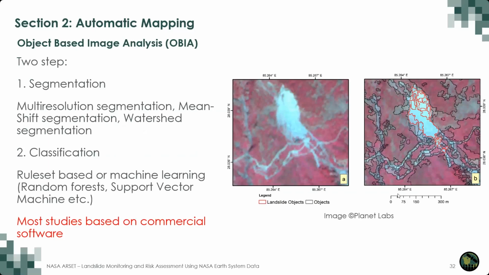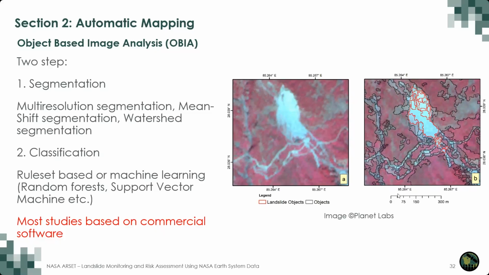Due to the reason mentioned in the previous slide, at NASA we have been utilizing object-based image analysis-based methods. Landslide mapping using OBIA consists of two important steps, segmentation and classification. In the segmentation step, segmentation algorithms such as multi-resolution segmentation, mean shift segmentation, watershed segmentation, etc., are used to group homogeneous pixels into objects. So in figure B, you can see objects being created using segmentation.